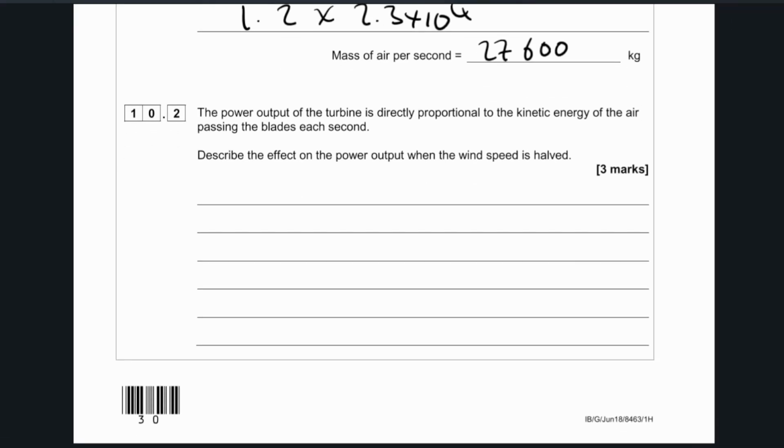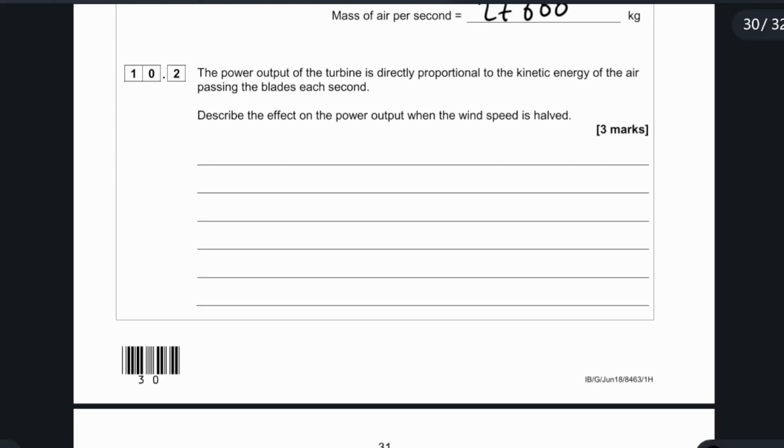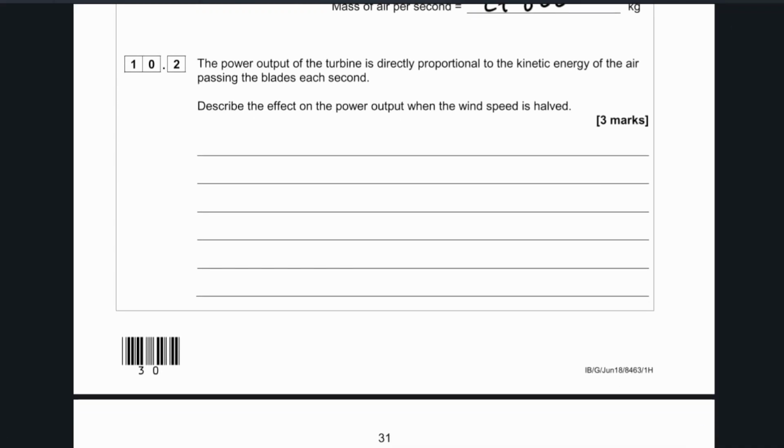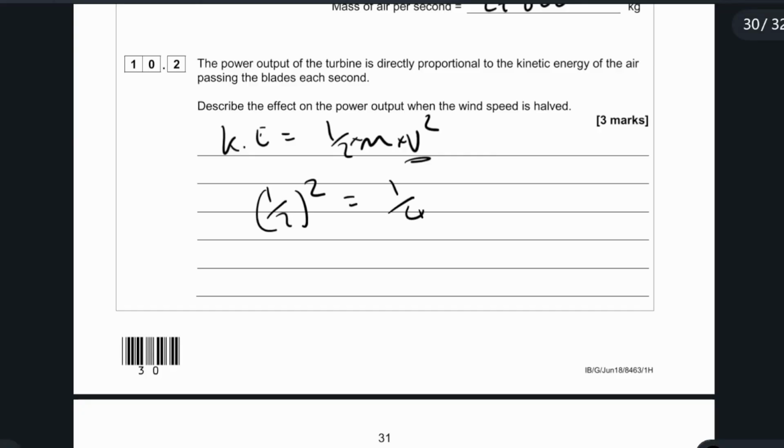The power output of the turbine is directly proportional to the kinetic energy of the air passing the blades each second. Describe the effect on the power output when the wind speed is halved. So there's going to be a couple of effects here. The first thing is, if the wind speed is halved, well, the kinetic energy is equal to a half multiplied by m multiplied by v squared. So if we halve v, that means that our kinetic energy is actually not just going to be halved, it's going to be multiplied by a factor of a half squared. So it's going to be quartered, essentially.